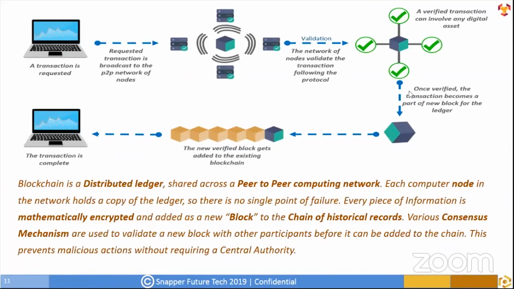So, blockchain is a distributed ledger shared across a peer to peer computing network. Each computer node in the network holds a copy of the ledger, so there is no single point of failure. Every piece of information is mathematically encrypted and added as a new block to the chain of historical records. Various consensus mechanisms are used to validate a new block with other participants before it can be added to the chain. Now, this prevents malicious actions without requiring a central authority.